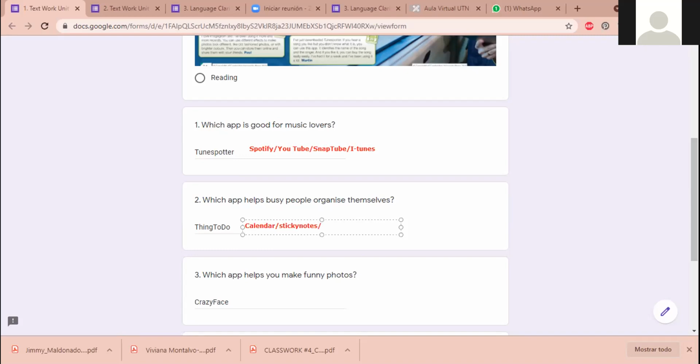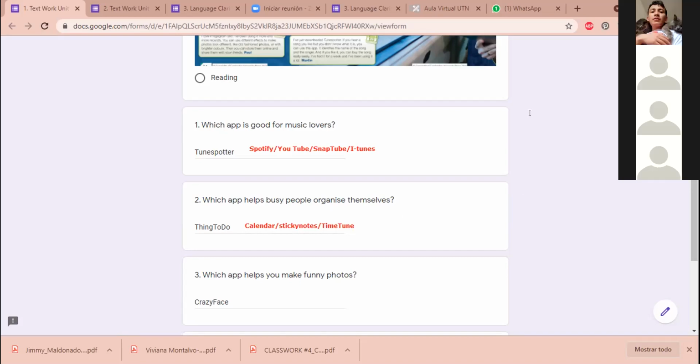Time Tune. Can you repeat again, Nikki? Time Tune, like this? Yes. Okay. Or maybe the alarm also. But yes, these are some of the apps we can use in order to keep organized all the time or not forget what we have to do.